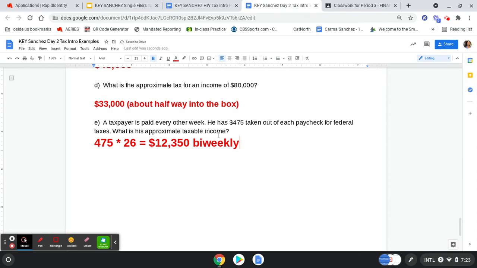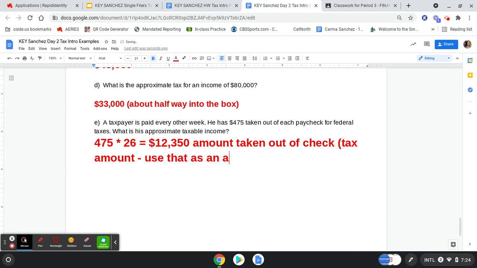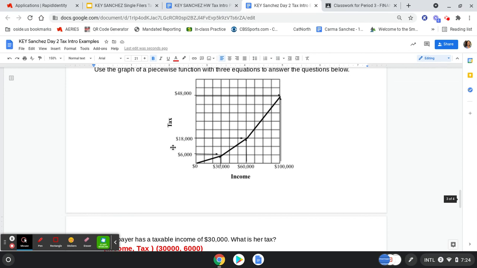Sorry, 12,350 is the amount taken out. So that's the tax amount. So we're going to use that as an output. So taking this $12,350 that's been taken out of each paycheck.